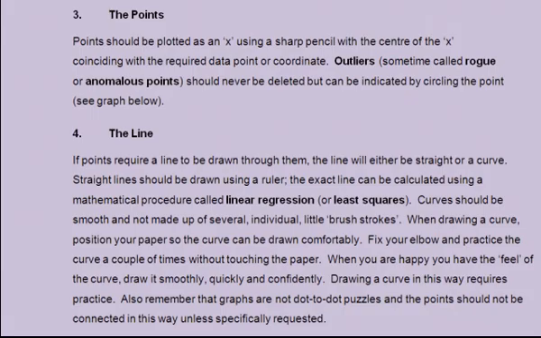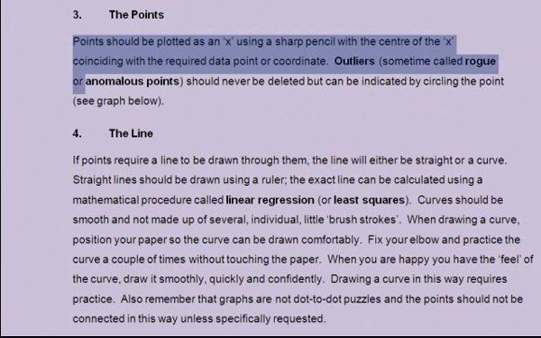3. The points. Points should be plotted as a cross, using a sharp pencil with the centre of the cross coinciding with the required data point or coordinate. Outliers, sometimes called rogue or anomalous points, should never be deleted, but can be indicated by circling the point. See the graph below.